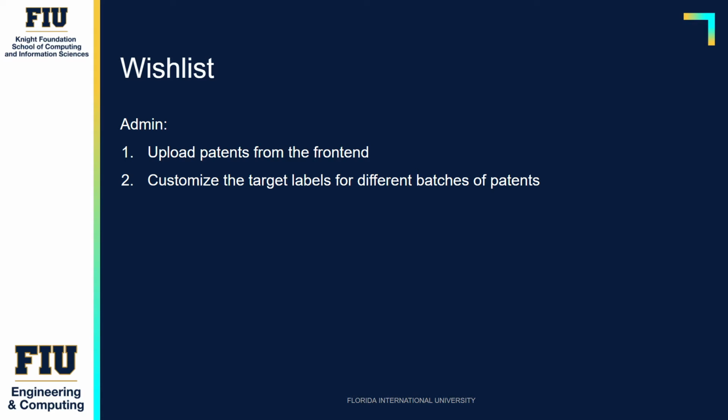The final item for the admin is to customize the target labels for different batches of patents. So right now, the admin is not able to assign patents to certain users, and since each batch of patents comes with different target categories, we need to be able to dynamically set those as well. So this is another item on the wish list for the admin.